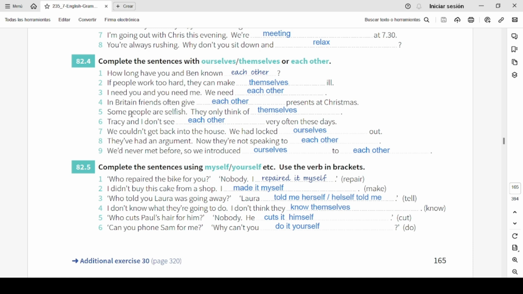In the sentence there is only one subject. There is only one actor. Only one protagonist. There is no more. Check it out. Some people. They're talking about a plural. Then in the sentence there is not like some people and someone. No, just one. Some people are selfish. They only think of themselves, right?